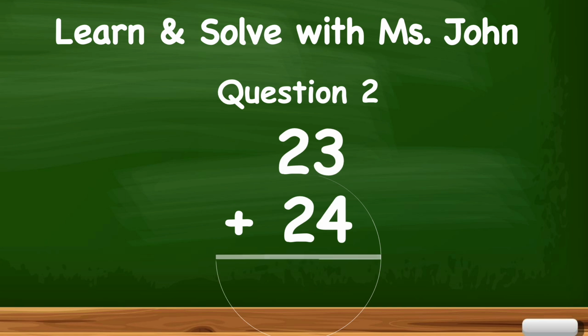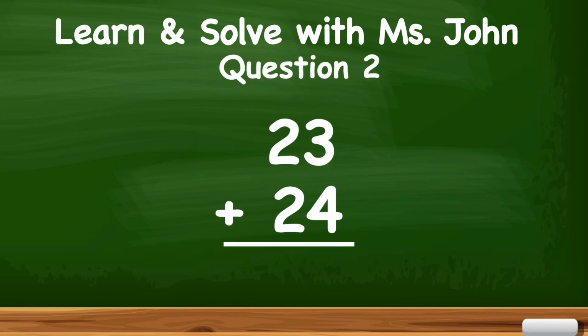Question number 2, 23 plus 24. So we're going to start by adding the numbers in the ones column, and then we're going to add the numbers in the tens column. So let's start with 3 plus 4.